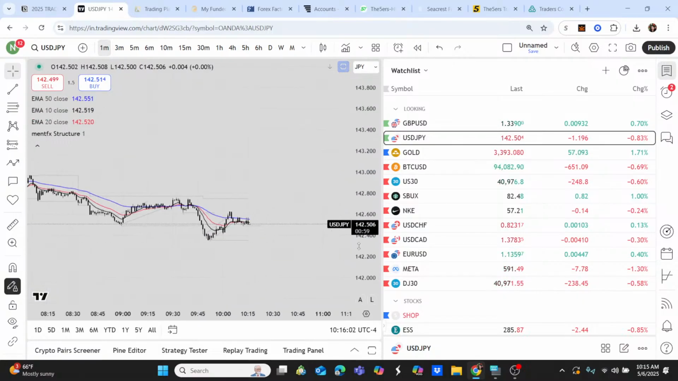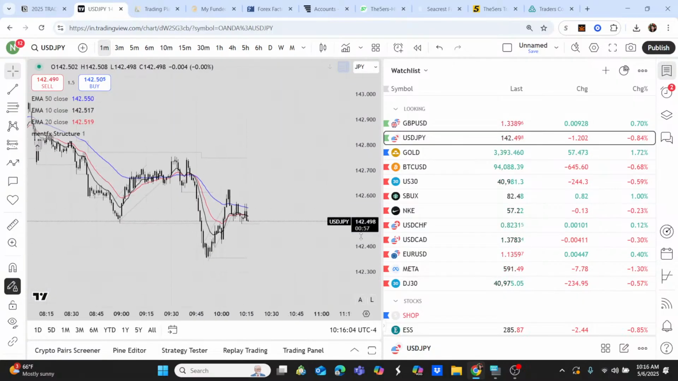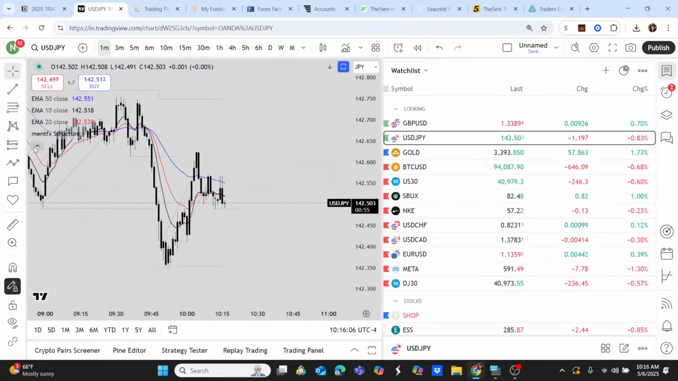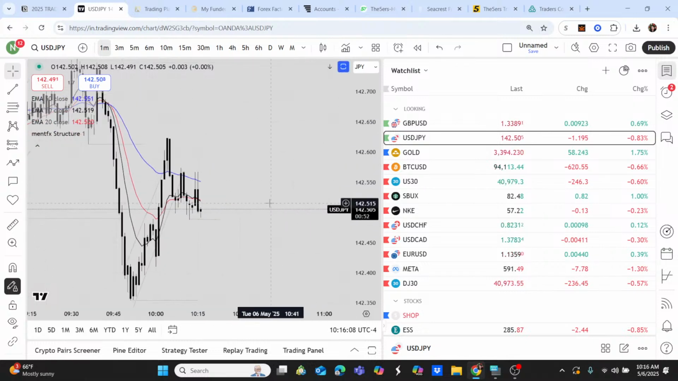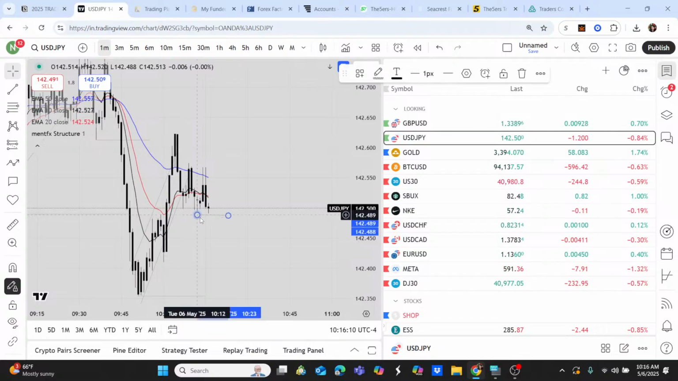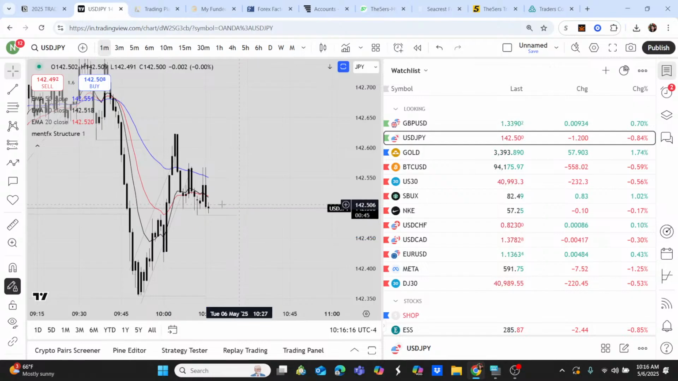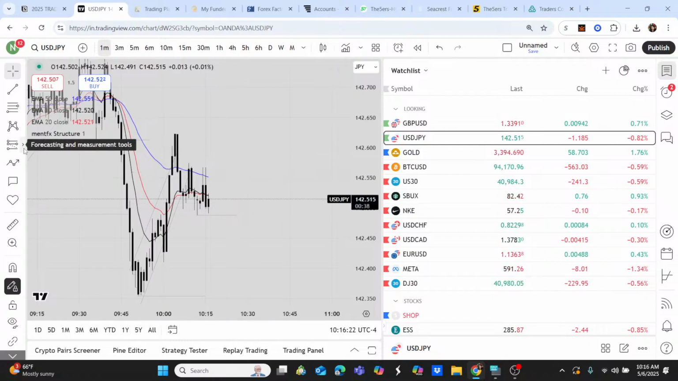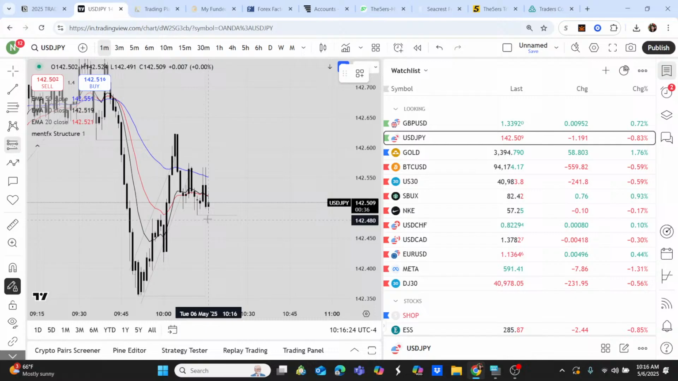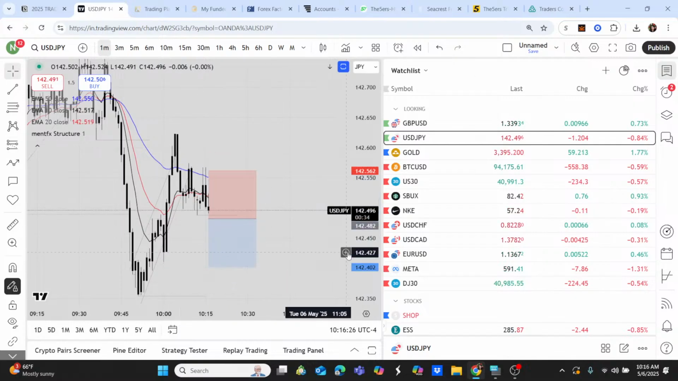Okay, let's see. Is it gonna break through? All right, let's prepare something, because this is the low right here. And we're waiting for a break of this low right now, because price ended up breaking back through. And we can just prepare something right here just in case.